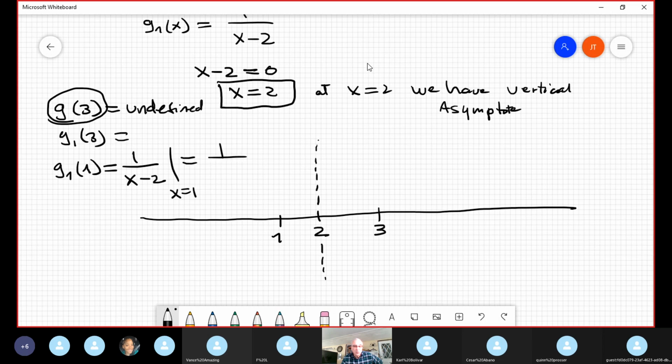Es obvio que 1 over 1 minus 2 es negative 1, ¿no? Entonces es negative. And you can evaluate 3, you can. But I don't like 3 because 3 I know is undefined in the original, but not undefined in the another function que es equivalent. Let's do in y, no. G1 and 3 is 1 over 3 minus 2, que es 1, entonces positive 1.